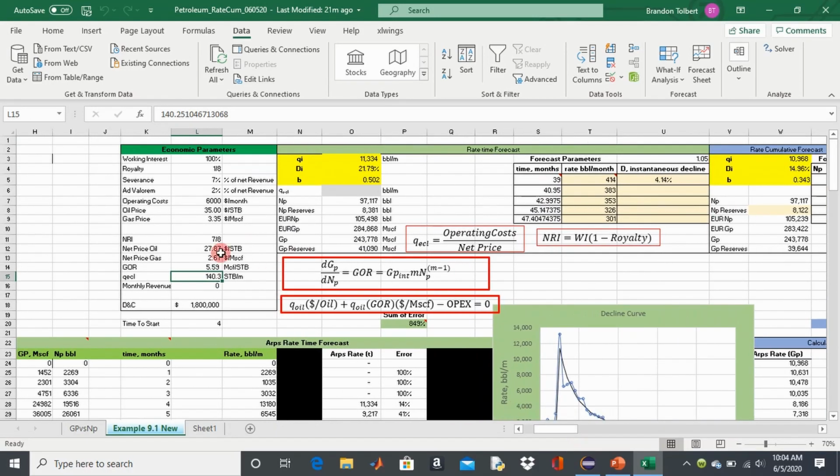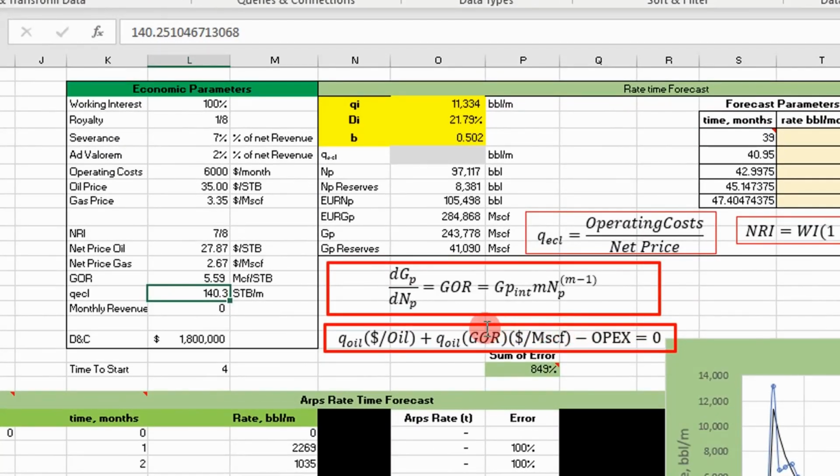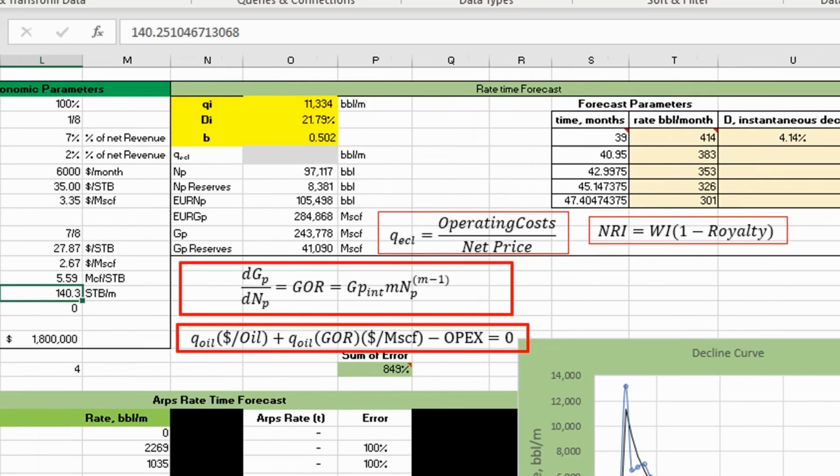To reiterate, you can extend this to cumulative rate cumulative decline. Basically what we did is we expanded our model to include the gas stream, which gave us a more refined estimate of our economic limit. And we went through, put in these equations, used Solver to set our objective function to zero and change our oil rate so that this function on the left-hand side equals zero, and it updated our EUR of our gas and our reserves and all of that, with our rate time forecast.